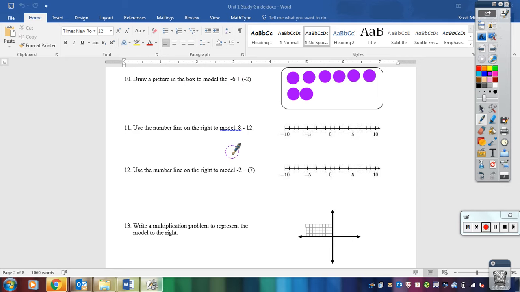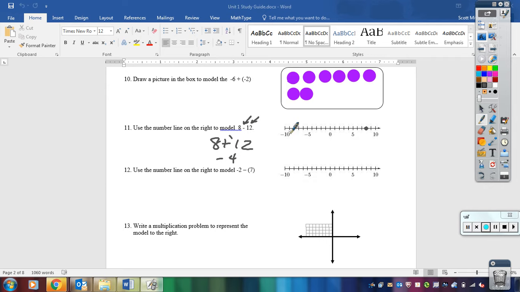Number 11 says to model 8, take away 12. Start at 8. Take away 12. If I'm taking away 12 positives, I'm going to go to the left, away from the positives, because I'm taking away positives. 8 minus 12 is keep, change, change. They fight. The negatives win by 4. So that's where I should end up.